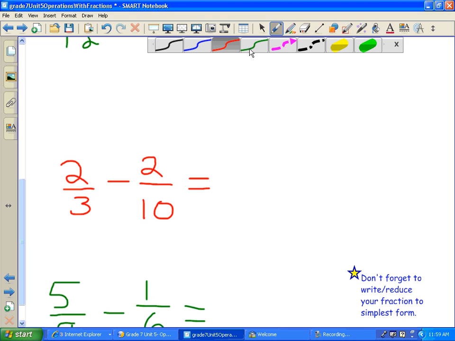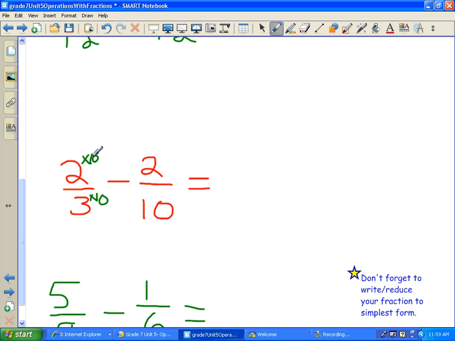So how can we make this 3 become 30? We'll times it by 10. And you better do that to the top as well. How can you make this 10 become 30? We will times it by 3. And you'd better do the same thing with the top. So now both of these denominators are going to be 30, because 3 times 10 is 30, and 3 times 10 is 30, so that's easy.